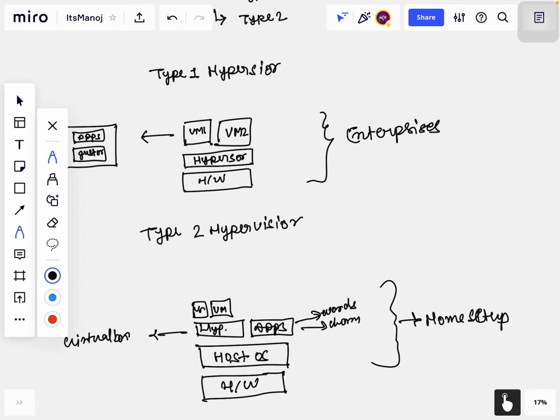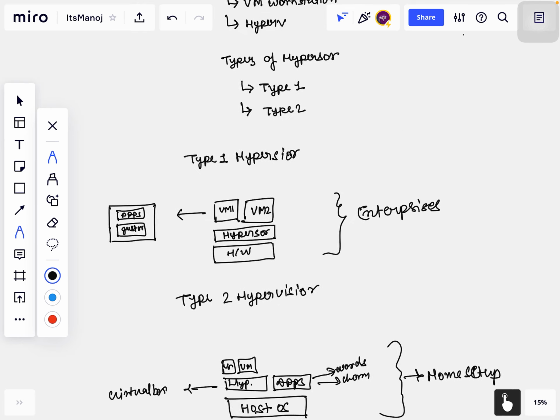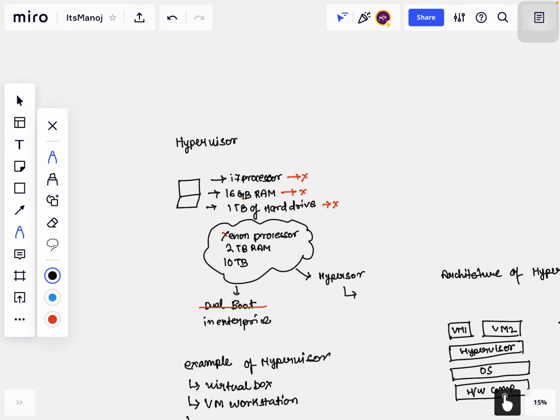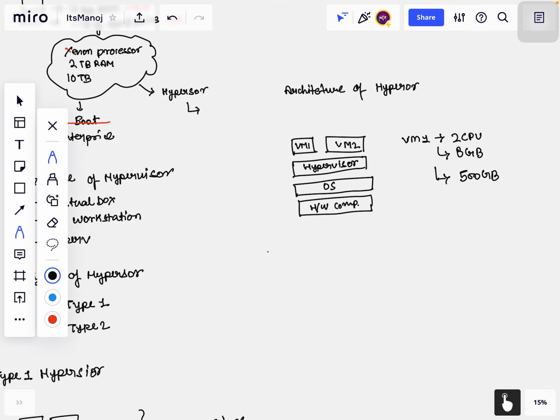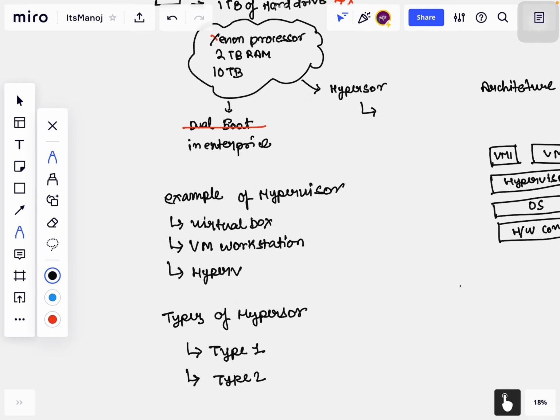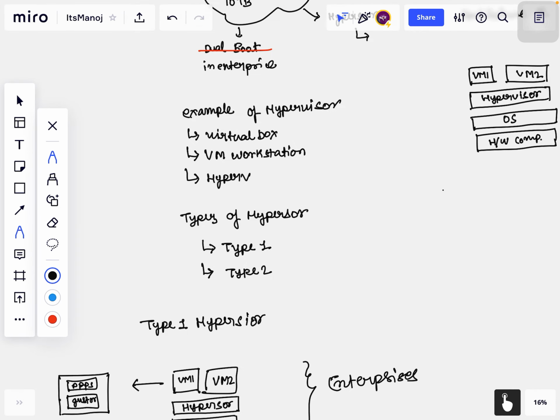I hope in today's lecture you understood what a hypervisor is, what the architecture of a hypervisor is, what the examples of hypervisors are, and what the types of hypervisor are.